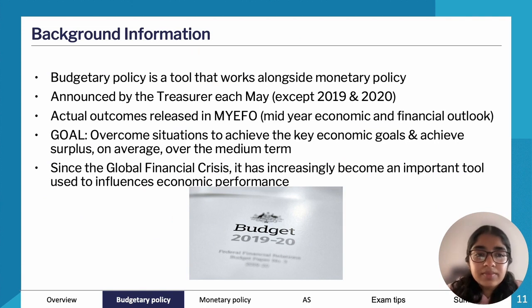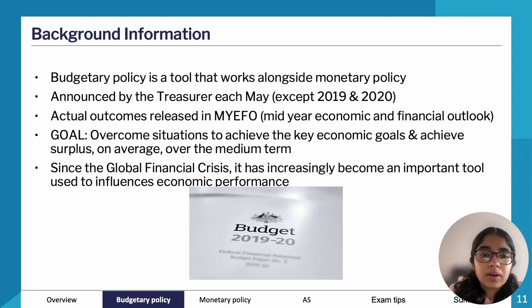A bit of background information. Budgetary policy is basically a tool that the government uses to work with monetary policy. Every year the Treasurer announces it in May. This year's budget, I think it's definitely released because it's June now. It's announced by the Treasurer every May, except 2019 and 20. Stuff happened then, so obviously they delayed it a little bit. The actual outcomes of the budget are released in the Mid-Year Economic and Financial Outlook, so that's also something to look out for. I don't think it's been released yet.